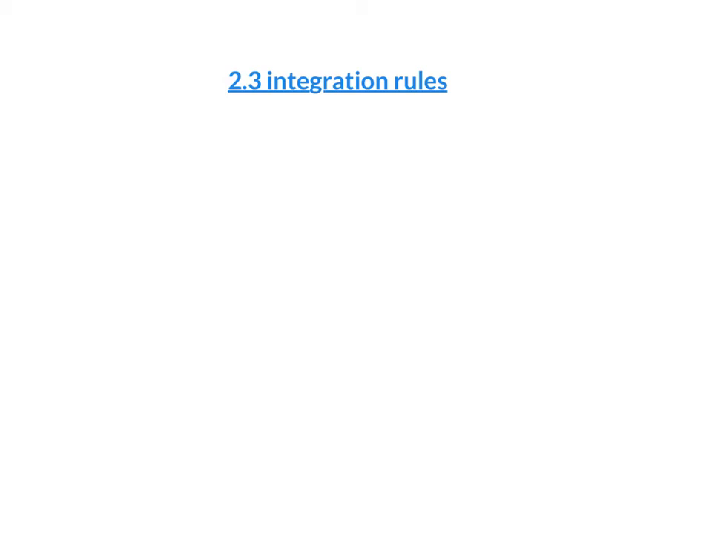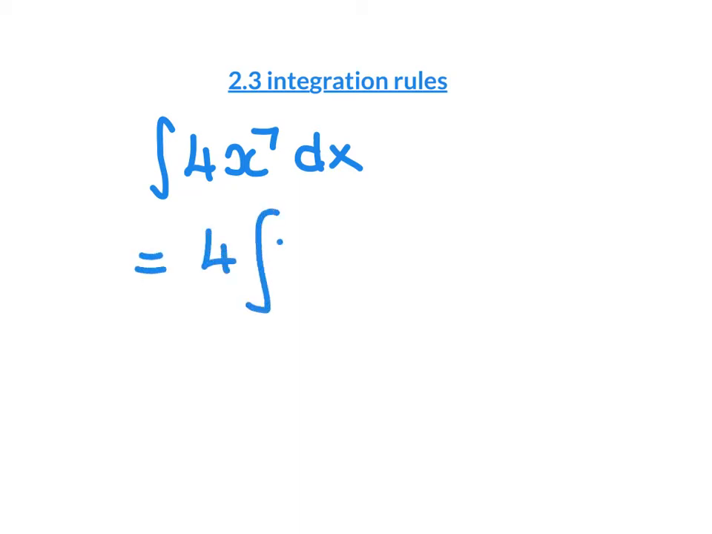Today we're going to talk about two rules of integration. Now the first rule is that if I have a constant in front of what I want to integrate, this does not affect the integration. So the integral of 4x to the 7 with respect to x is the same as 4 times the integral of x to the 7 dx.